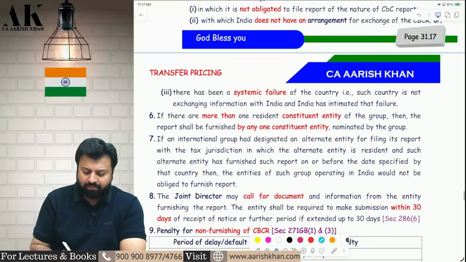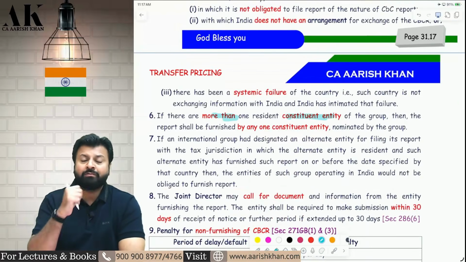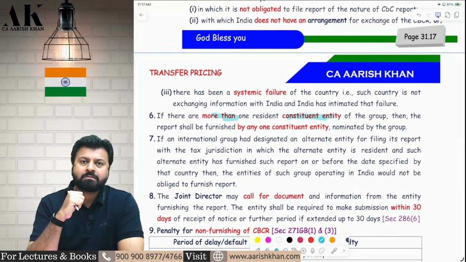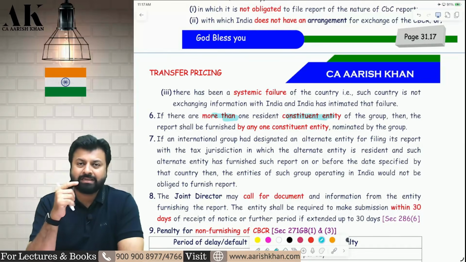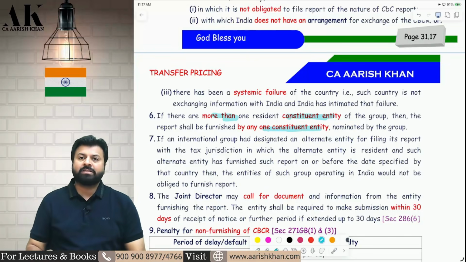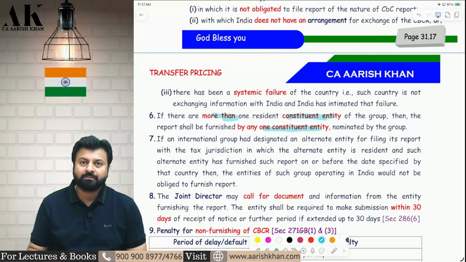Now, another issue, if there are more than one constituent entity, then who will file? Who is responsible? Sony has 3 subsidiaries in India, for example. Then who will be responsible? Then the group will designate one of them. Whomsoever the group will designate, that entity will file the CBCR in India. I hope it is clear to all of you.